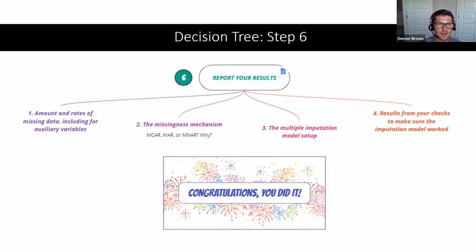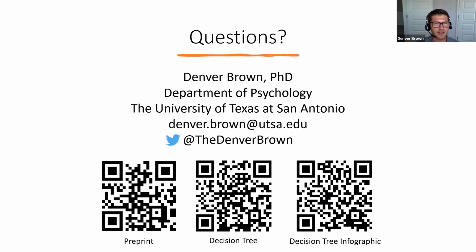So I actually finished a couple minutes early, but everyone's probably happy. I'm sure we could all use a break at this point. But if you want to check out the preprint, again, here's the QR code, same for the decision tree infographic. I'm always happy to talk about these things. Again, I'm not an expert in this. I know a little bit, but hopefully we all have taken in some information that might be worthwhile and help improve our statistical analyses.